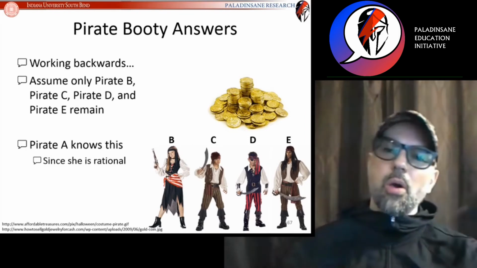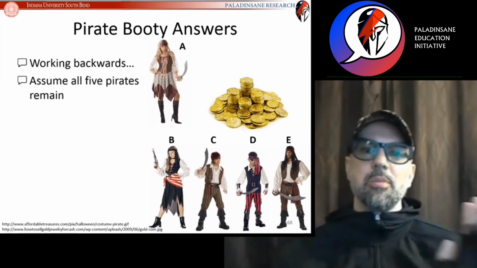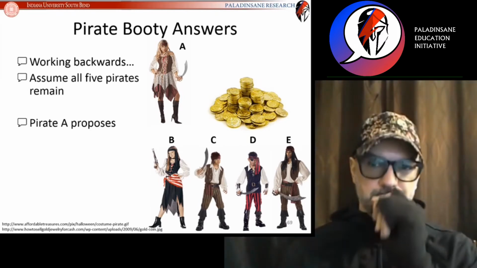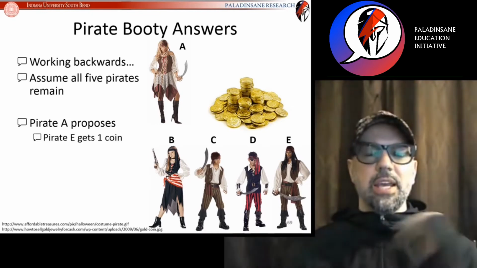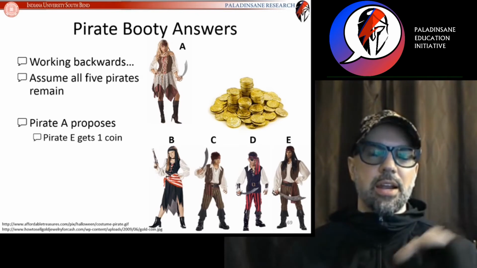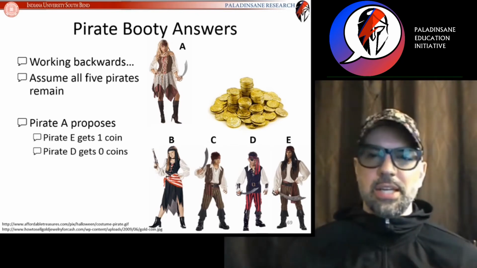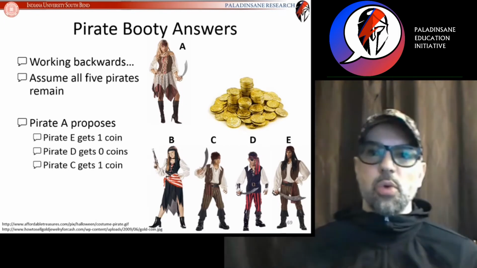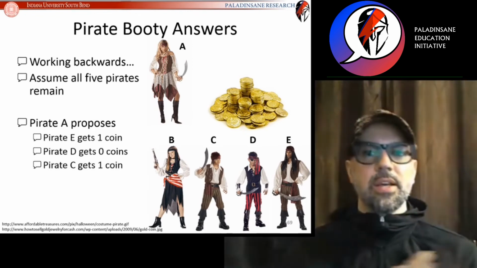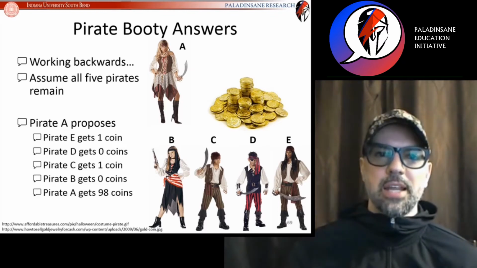So once we go back one more time and we have all 5 of the pirates remaining, Pirate A is going to propose the following. And this is the prescriptive decision. Pirate A is going to give Pirate E 1 coin. And that's better than the 0 coins that he'll get on the next round. Pirate D gets 0 coins because she doesn't need Pirate D. Pirate C gets 1 coin, which again is better than the 0 coins he'll get on the next round. And then Pirate B gets 0 coins, and Pirate A is going to keep 98 coins.